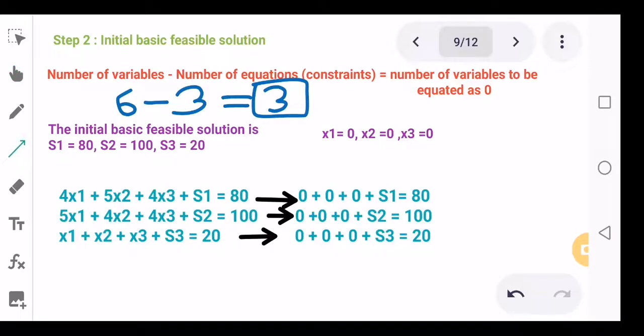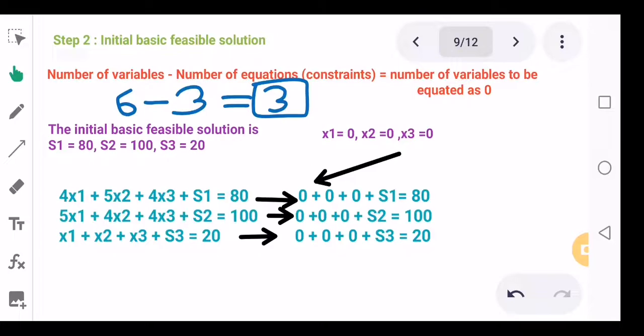How are we doing this? Since we assumed that x1, x2 and x3 are equal to 0, we put this in the constraint equations that we formed previously. Once we put in the x1, x2, x3 values that you assumed here, you will get s1 equal to 80, s2 equal to 100, and s3 equal to 20.